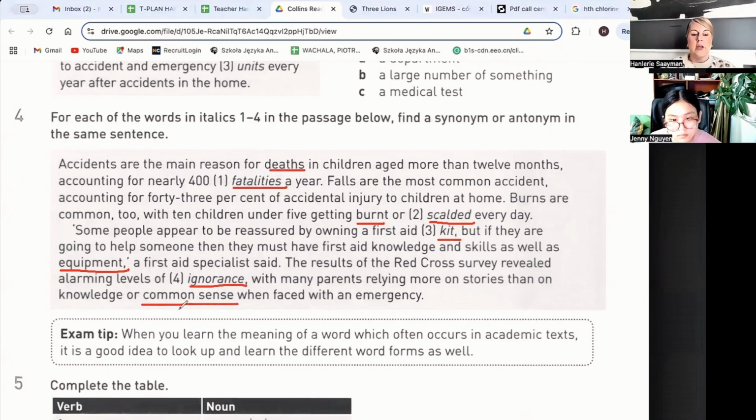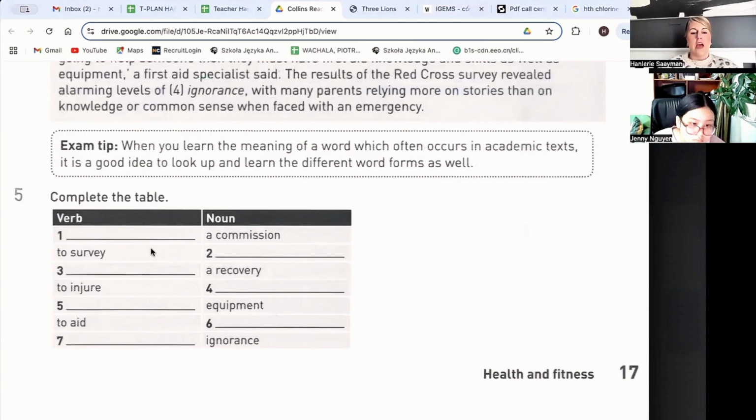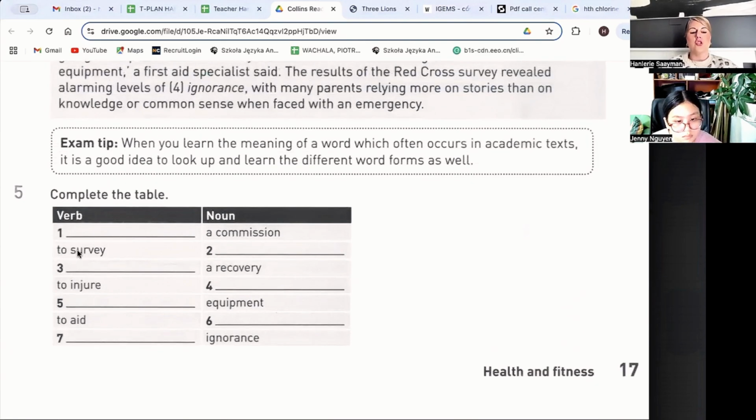That was really good. So when you learn the meaning of a word which often occurs in academic text, it is a good idea to look up and learn the different word forms as well. Okay, so let's have a look at them. We have to complete the table. A what? To survey. A commission, number 2. A what? To injure. A recovery. Oh, sorry. To survey. So, the verb for a commission.